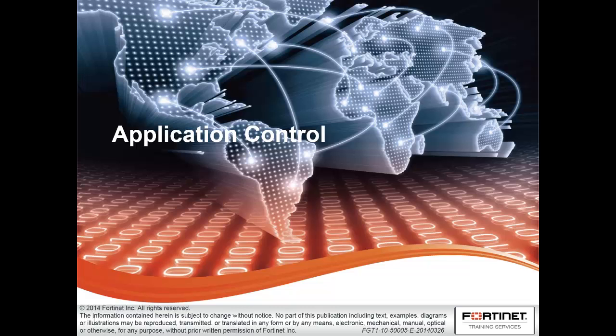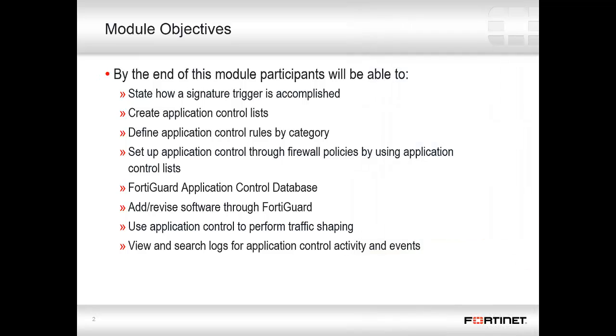In this module, we'll be covering the application control features. We will be covering how to create application control lists and how to use them on your traffic. Application control attempts to identify your network traffic by looking at the packets in order to figure out what software is generating them.